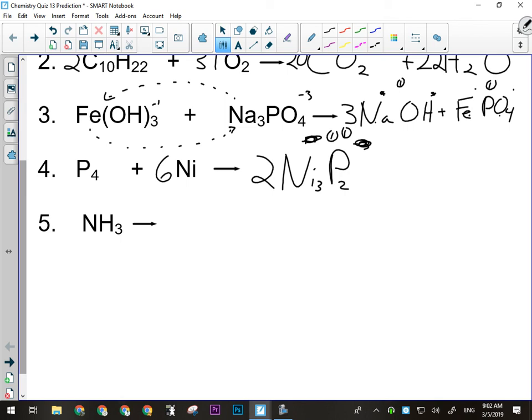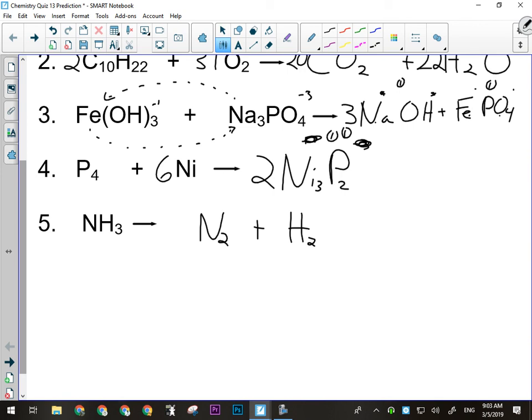And for number 5, I only have 1 reactant. So this has to be what kind of reaction? Decomposition. This thing is going to break down into nitrogen and hydrogen. Now we said with decomposition reactions, we always have to be on the lookout for special elements because we're going to get some formed for sure, like these 2.